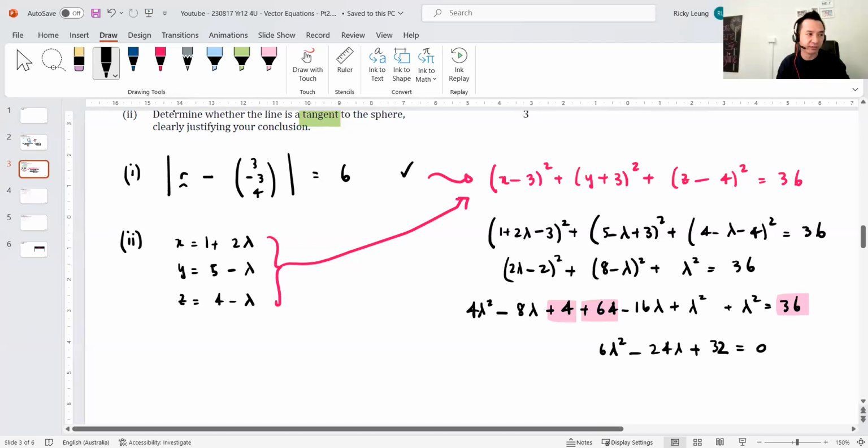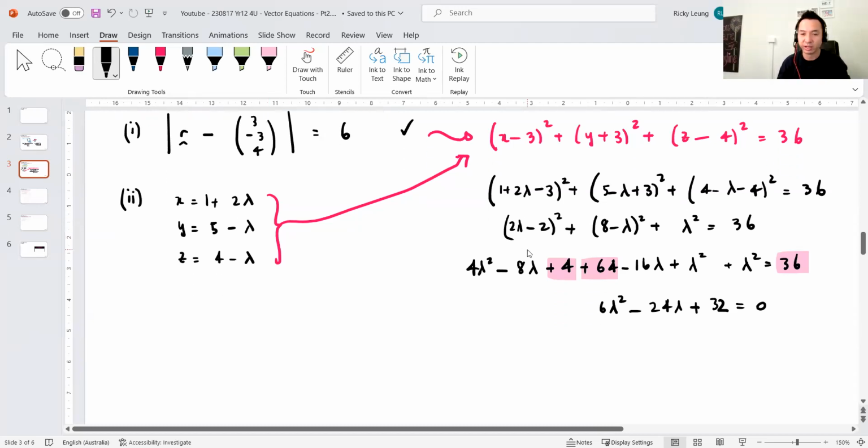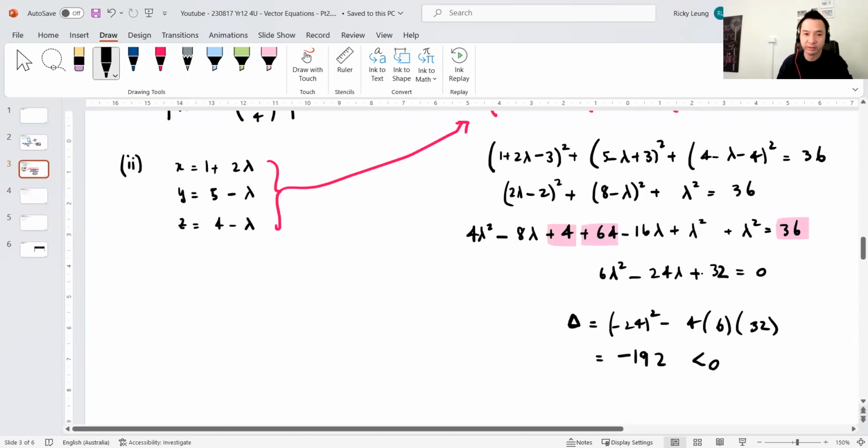So now you can divide everything, but let's just cut to the chase. Guys, find the expression for the discriminant. And I need it to equal 0, because if it doesn't equal 0, it is not a tangent, right? So the discriminant is b squared minus 4ac. And if you do that on your calculator, 24 squared minus 4 times 6 times 32, negative 192, which is less than 0. In fact, it's not even a tangent, right? So it doesn't cut the sphere at all. Therefore, not a tangent.